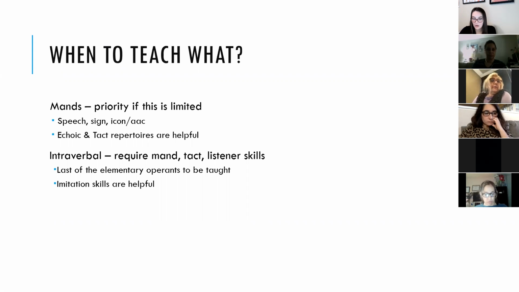Imitation skills are also pretty helpful to have, or at least general imitation skills, like when you're on the playground and you're kind of going back and forth, like I bang the drum and then you bang the drum. And it's kind of like an early back and forth relationship that you're working on.